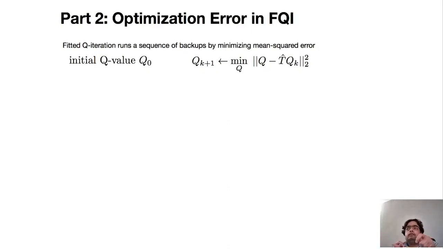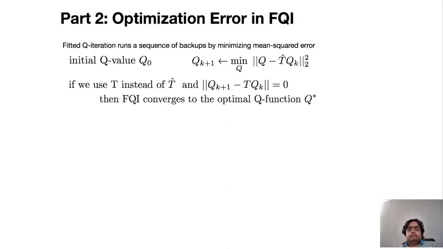that tries to find a Q that most closely matches the Bellman backup operator T hat applied to the previous Q function iterate Q k. And this minimization happens with the squared difference under the 2 norm, which means that you're trying to just compute this Q minus T hat Q k squared for all state action pairs, and you're summing them over. So this is what FQI does.